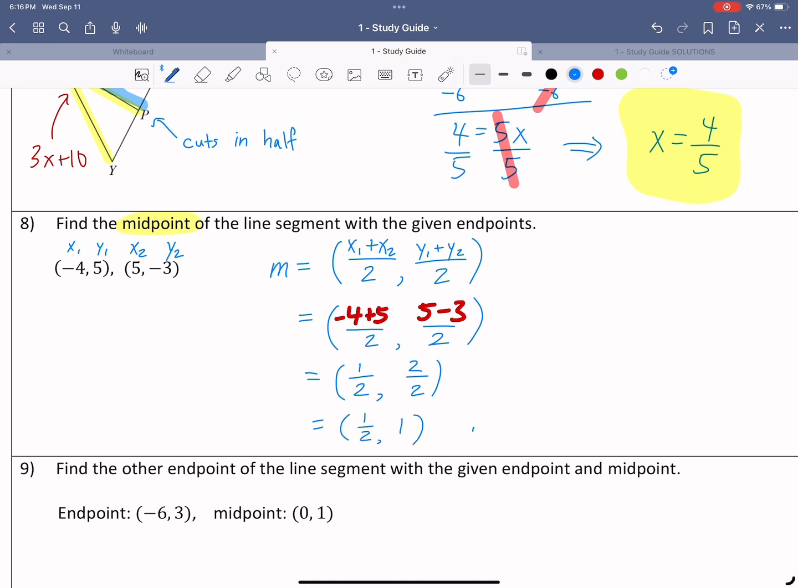If you wanted to write it in decimal form, it actually would be beneficial if you were graphing it. That would be 0.5, comma, 1, or you could keep it in fraction form if the answer asks for that. 1/2 and then 1. Again, remember the concept behind that. It just means that this point is going to be in between those two points.